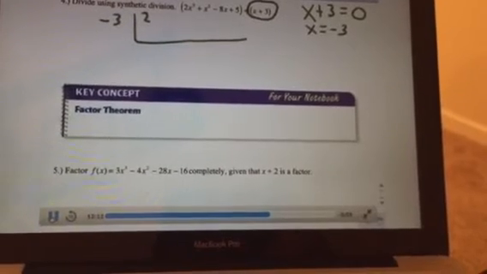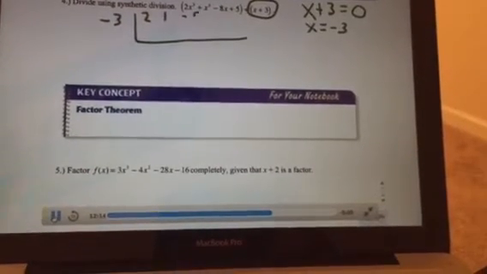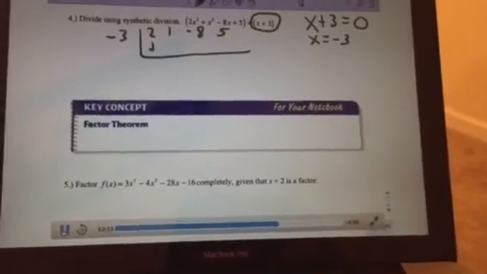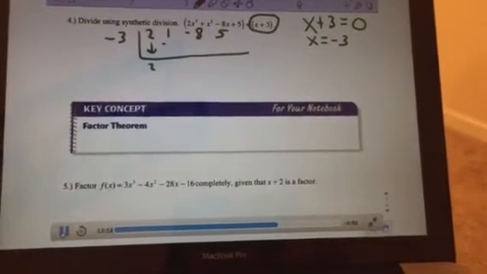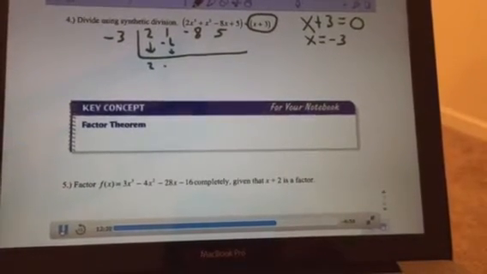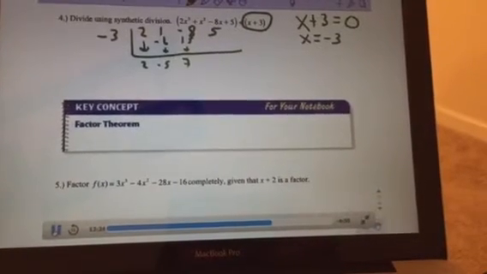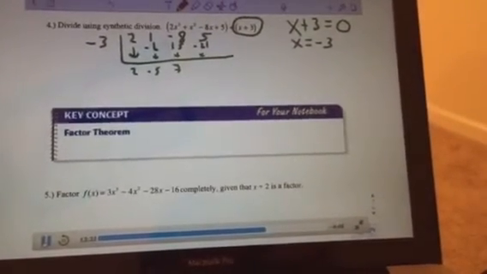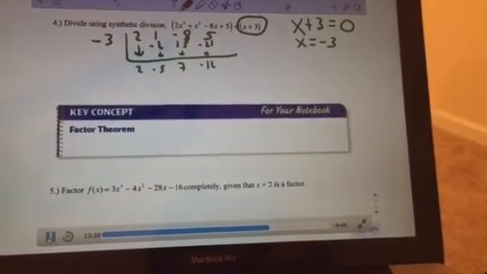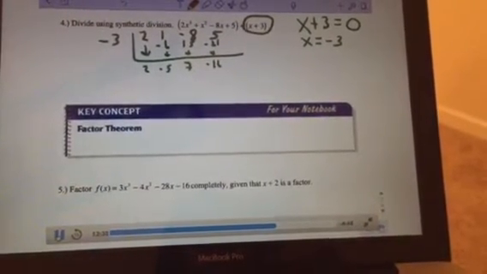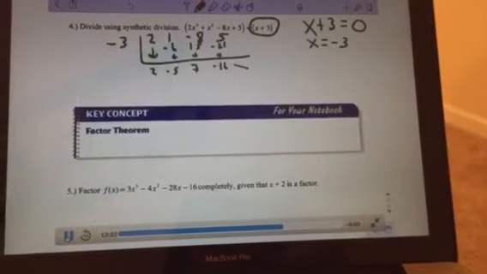So I bring in my leading coefficients, 2, 1, negative 8, and 5. I bring the first one straight down. I multiply. I add. Multiply. Add. Multiply. Add. So, here's my remainder.